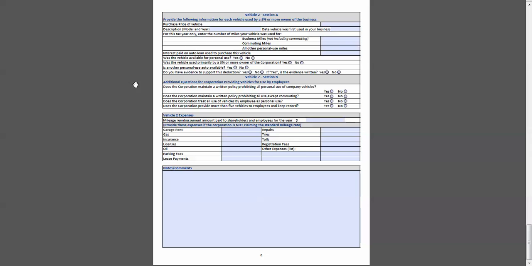The final section of the organizer contains the notes and comments section. We understand that the organizer is not all-inclusive and there may be some items that are pertinent to your tax situation that is not asked about in the organizer. This is a section where you can record those situations, amounts, or other figures.